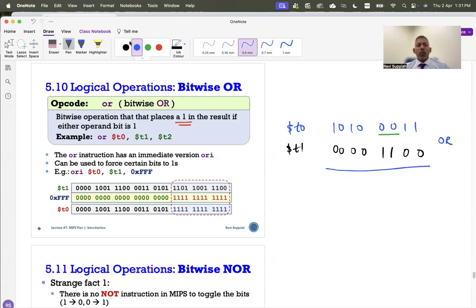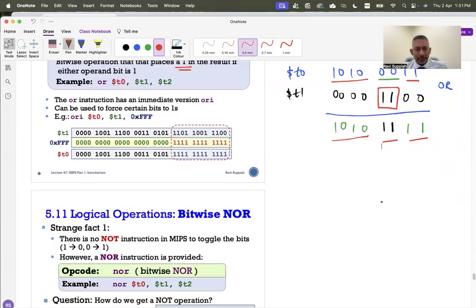As long as I OR with a 1, the output will always be 1. If I OR with a 0, I will retain the original value. So 1 OR with 0 will be 1, 1 OR with 0 will be 1. This will be 0, 1, 0, and 1. As you can see here, these other bits retain the original value. Only those that I OR with a 1, the output bits will be a 1. So this is another technique if I want to set any particular bits to 1.